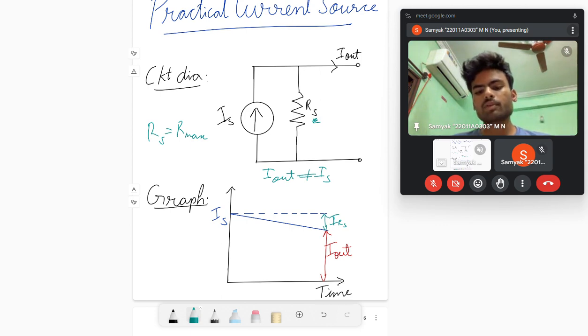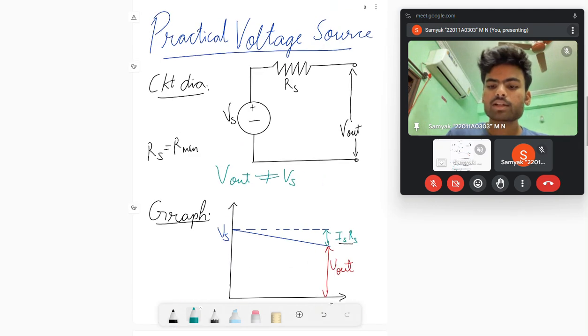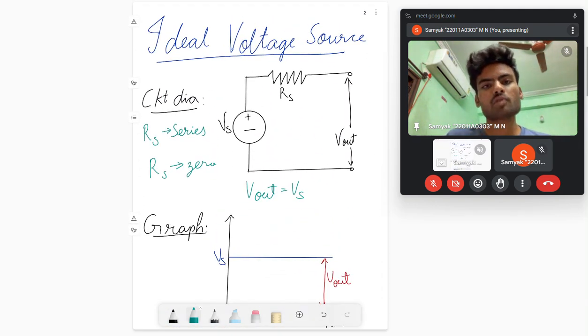This is the comparison between practical current source and an ideal current source. And these are the ideal and practical current and voltage sources.